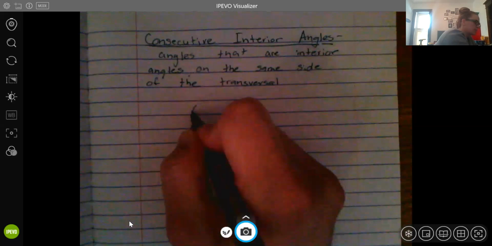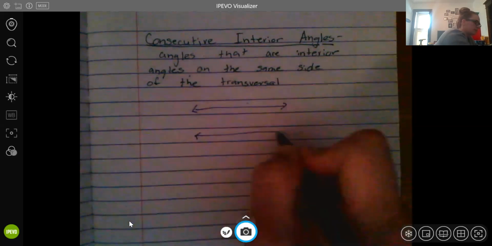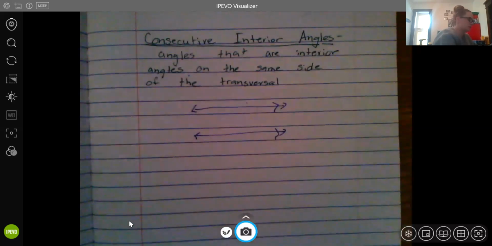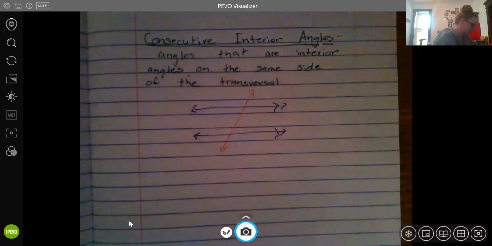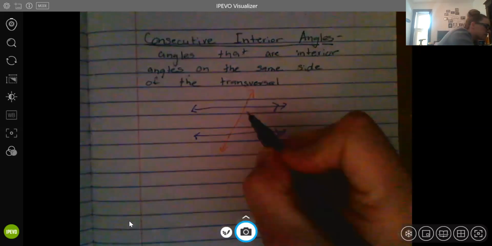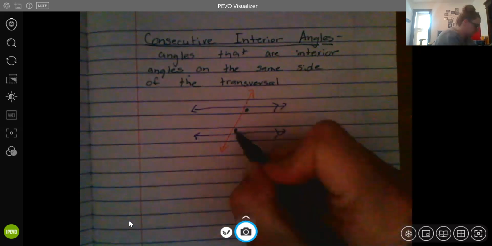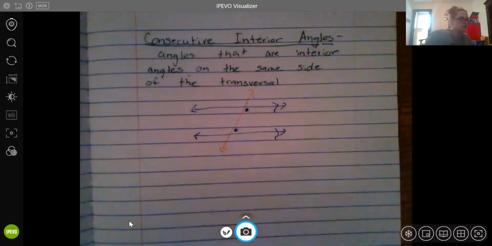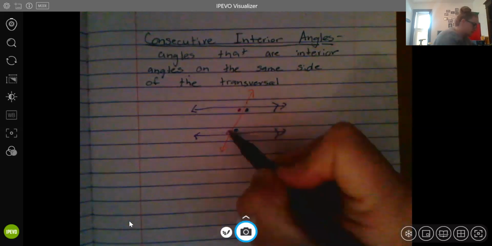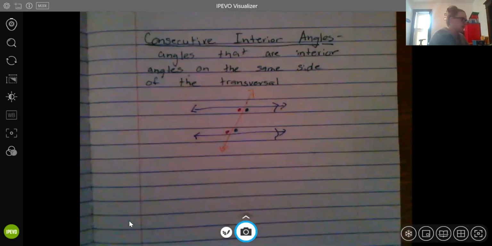I'm just going to draw my parallel lines. And my transversal is going to cut through them. Transversals can go through at any angle. Okay, so consecutive interior would be like this one and this one. That's one set of consecutive interior angles. If I look for another set, that would be like this side here. This is another set of consecutive interior angles.